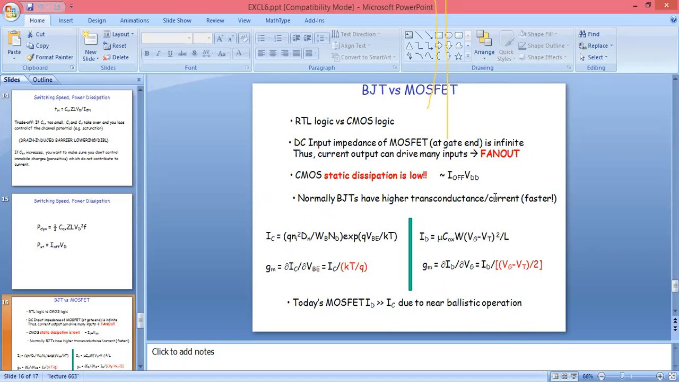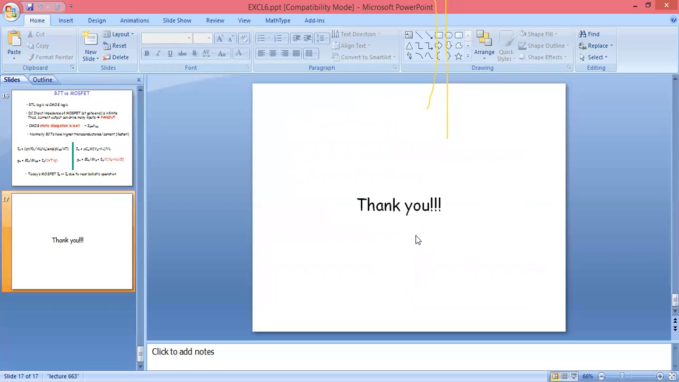Actually, क्या होता है, जो current और transconductance होता है BJT का ज़्यादा था, but today's अभी जो नए नए MOSFET निकल रहे हैं, if you see its ID current is higher, मतलब output current is higher as compared to the BJT. Just because of these reasons, we are preferring MOSFET instead of a BJT.